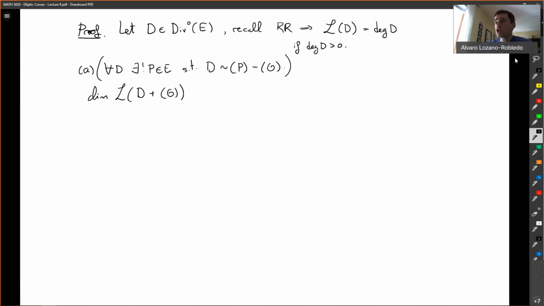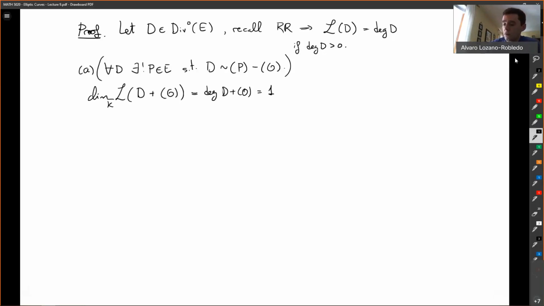What is the dimension of that space? This is the dimension as a k-bar vector space. The dimension of that will coincide with the degree of this divisor. The degree of D is zero, and the degree is additive. And the degree of the divisor just supported on O is one, so the degree is one. Okay, so this is just the degree of D plus O, which is one.